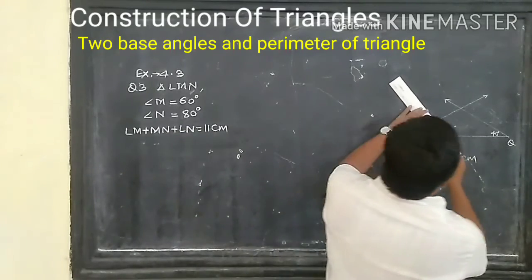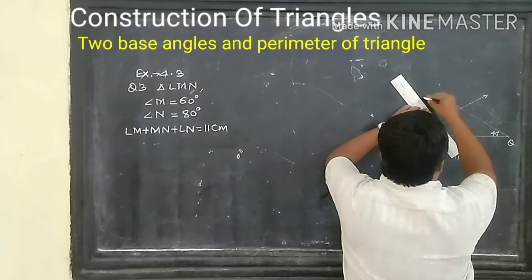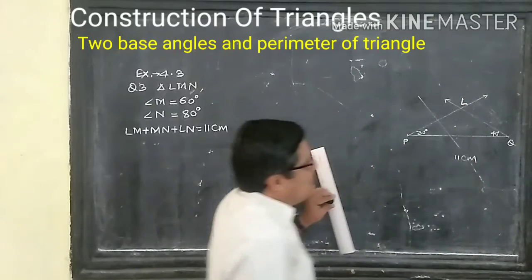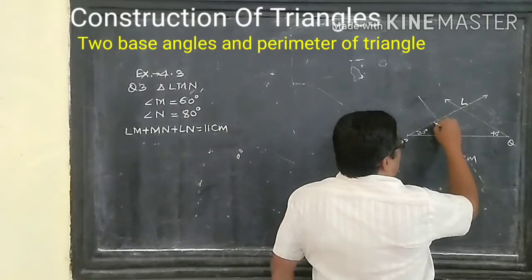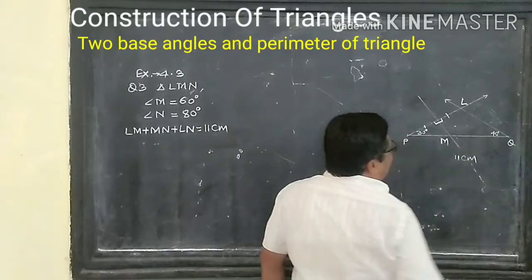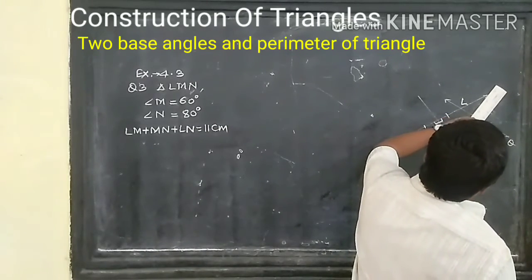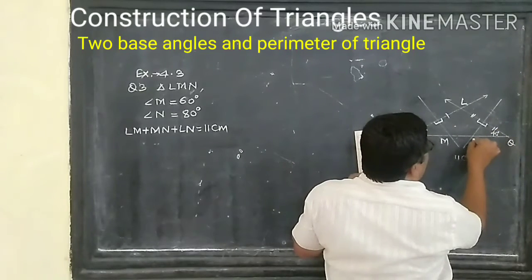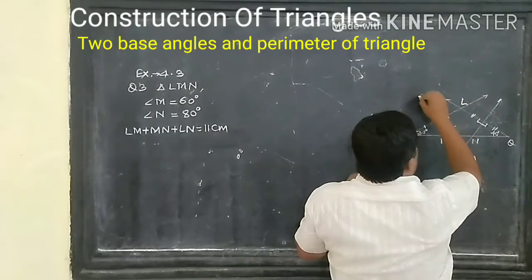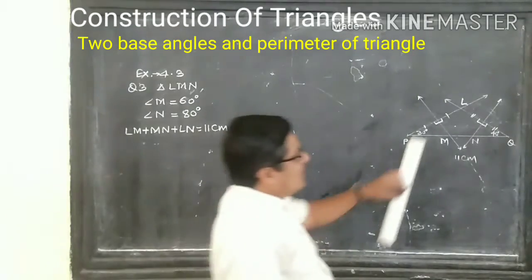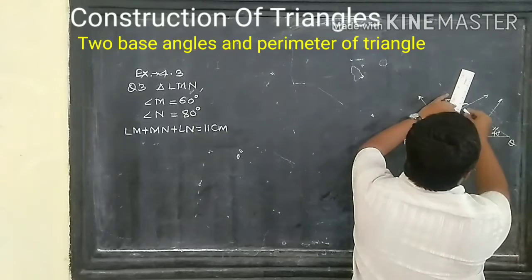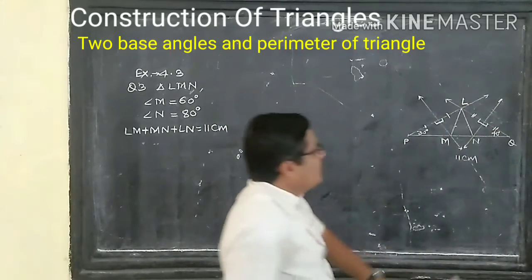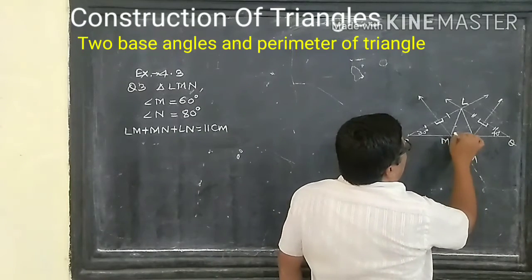Now here we have to draw perpendicular bisector of this segment. Here we got the first point of the triangle, that is point L. Now this perpendicular bisector give us the second point, that is M, and another perpendicular bisector gives us point N. So this is the rough diagram of this example. Now the last step in this rough diagram is draw segment LM and segment LN. So in this way we can construct the triangle LMN.